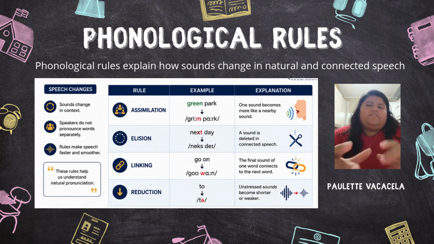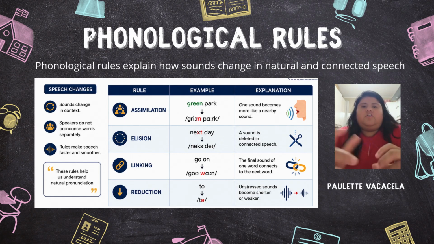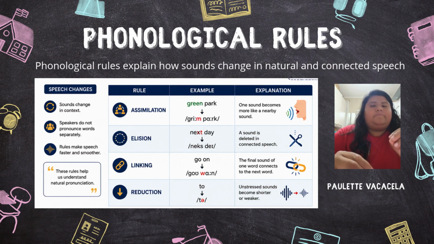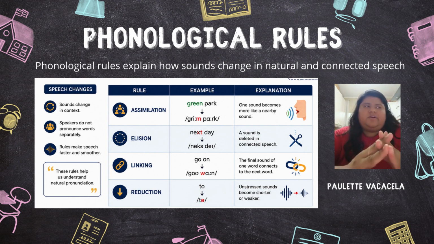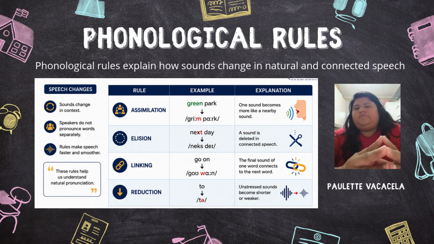Finally, let's talk about phonological rules. These rules explain how speech sounds change when people speak naturally. The first rule is assimilation. This happens when one sound becomes more similar to another sound. For example, in the expression Green Park, many speakers pronounce the N more like M because of the following sound. The second rule is elision, where a sound is omitted. For example, in next day, the T is often not pronounced in connected speech.